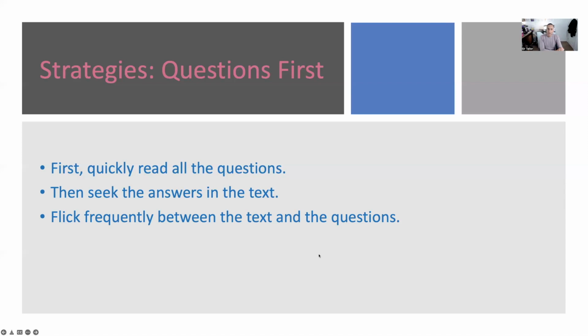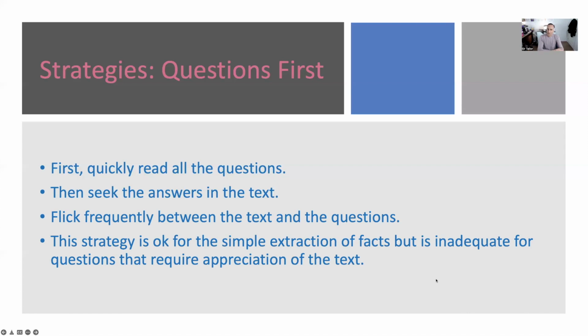And of course, you must flick frequently again between the text and the questions. This strategy is okay for simple extraction of facts, like what color is this person's hair, or how many cars were parked along that road. Simple facts like that. But you know that most of the questions in a comprehension aren't going to be simple extraction of a fact from the text. So this read the question first and look for the answer is good only for a very narrow range of questions, but it is inadequate for questions that require appreciation of the text.